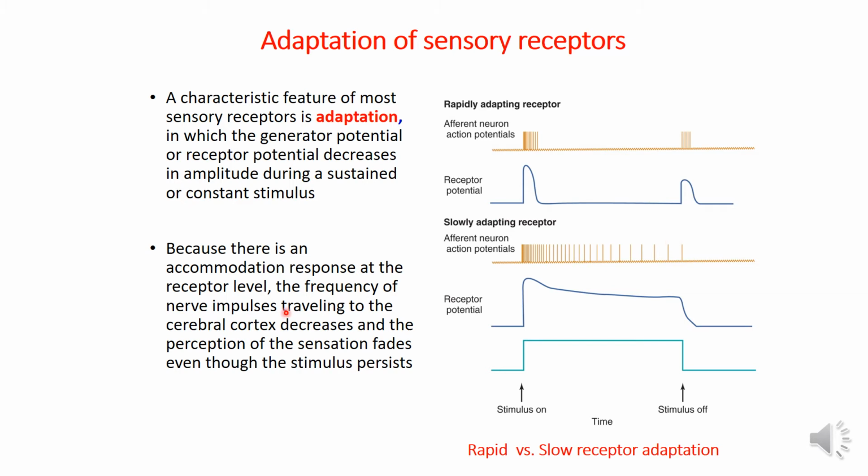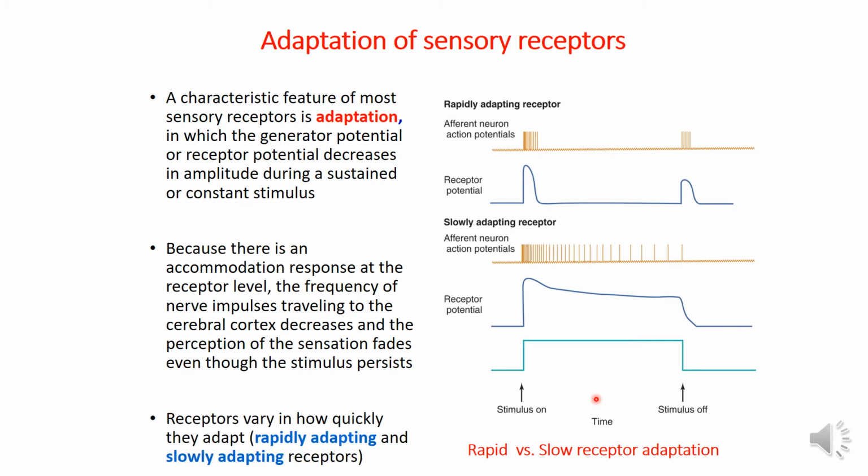We classify the receptors into slowly adapting receptors and rapidly adapting receptors, and you will identify more in detail when we study the visual pathway, visual receptors, and also the olfactory receptors. Receptors vary in how quickly they adapt into rapidly adapting or slowly adapting receptors.